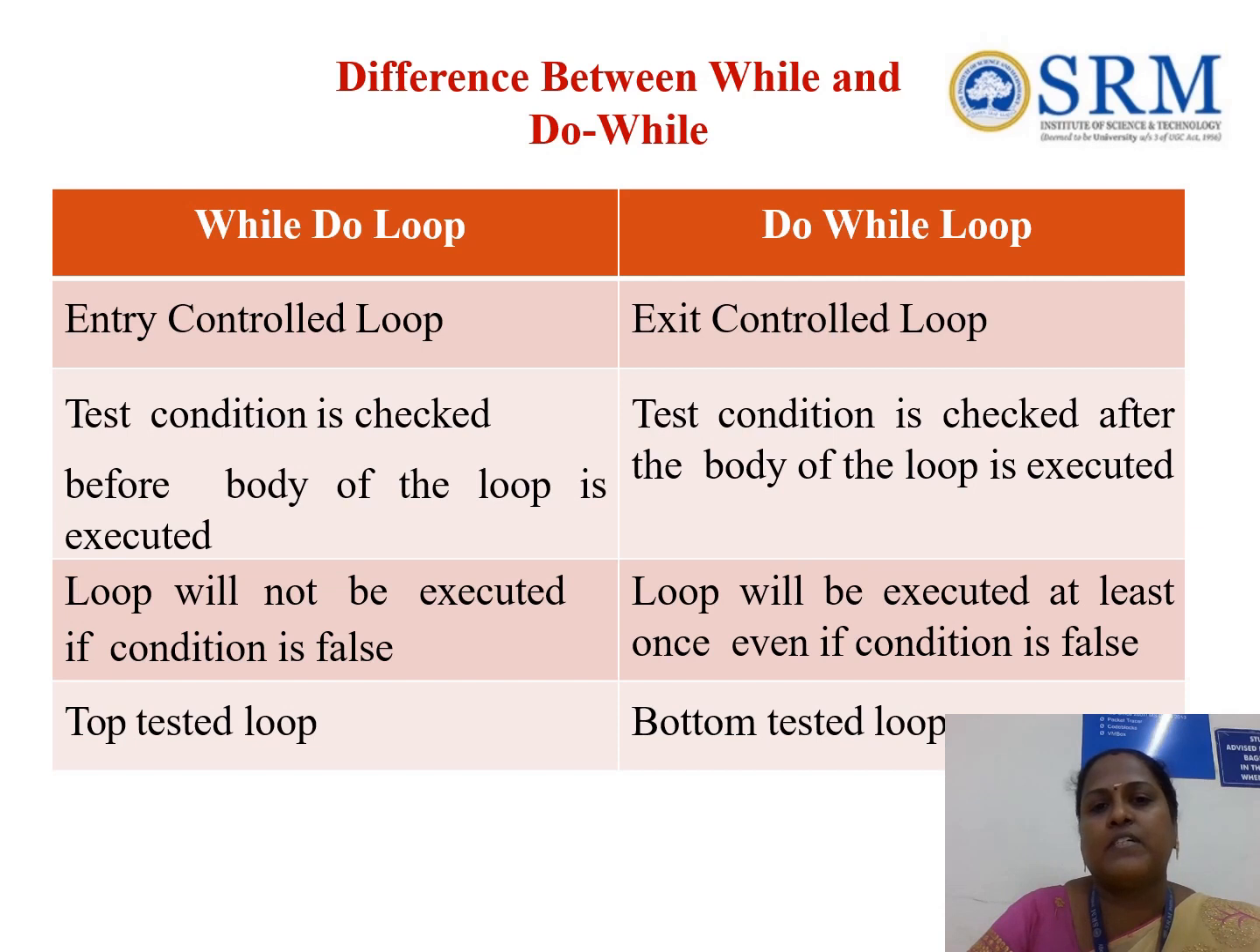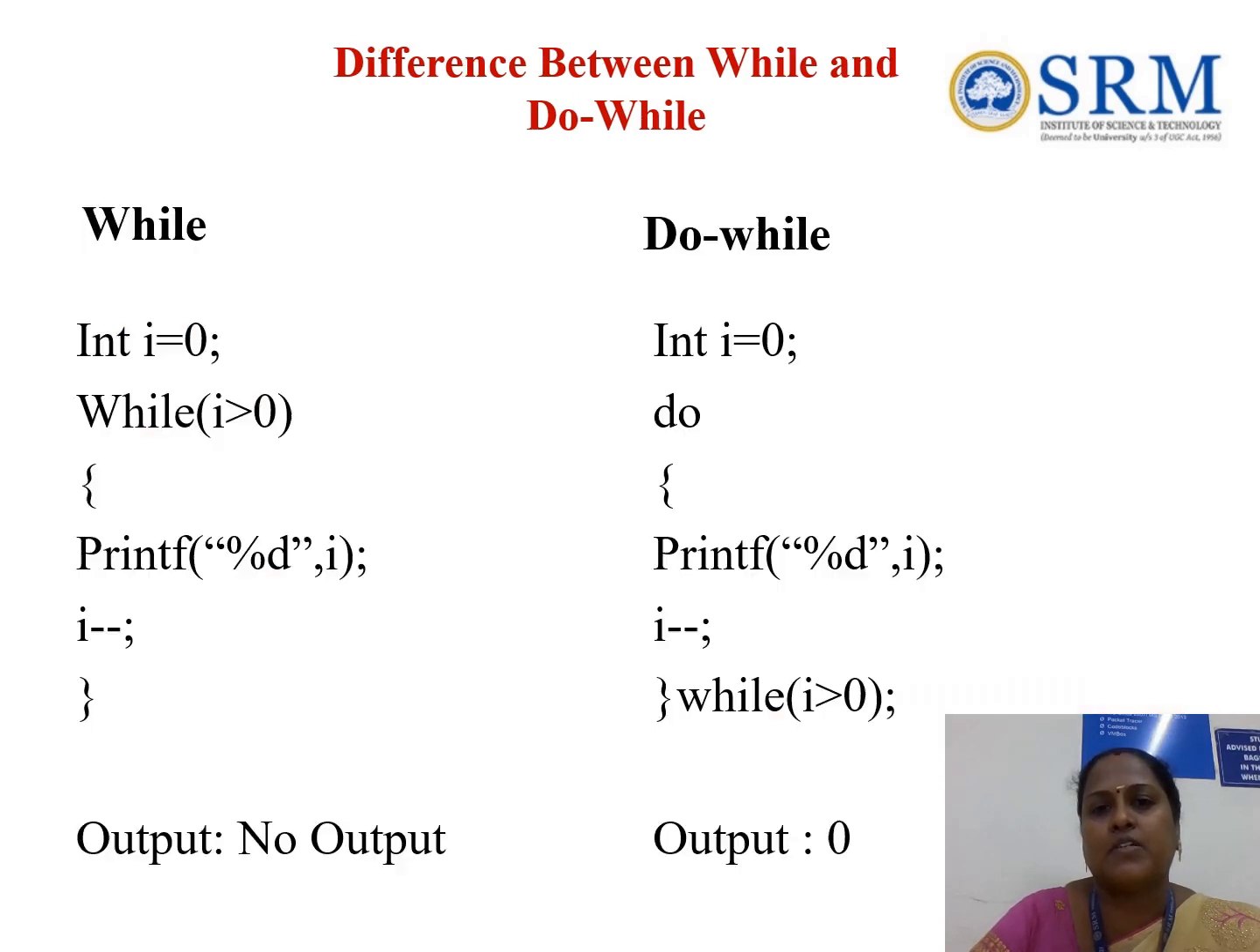There is some difference between the while and do while loop. A while loop is called an entry controlled loop, which means the condition is checked first before executing the statement block. Whereas a do while loop is called an exit controlled loop, which means the condition is checked after executing the statement block. These are also called a top tested loop and a bottom tested loop.